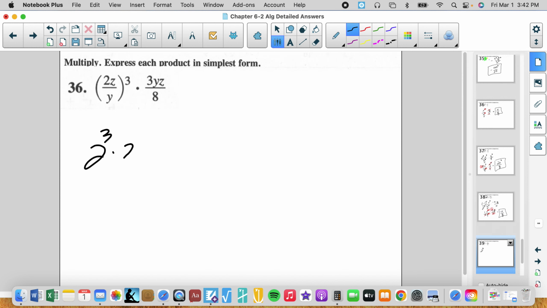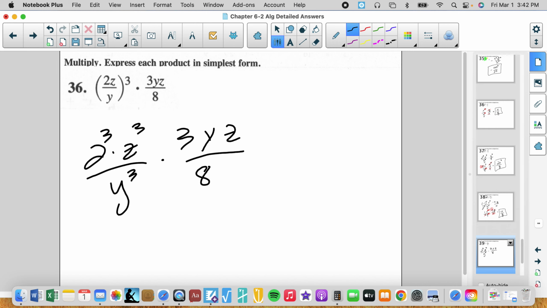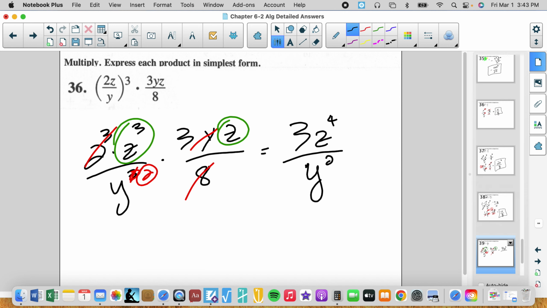2 cubed z cubed over y cubed times 3yz over 8. I'm going to be smart. 2 to the third is equal to 8. I can cancel those. My y is going to cancel with one of those. And that leaves me with 3z to the fourth. You have z and z to the third, which equals z to the fourth over y squared.